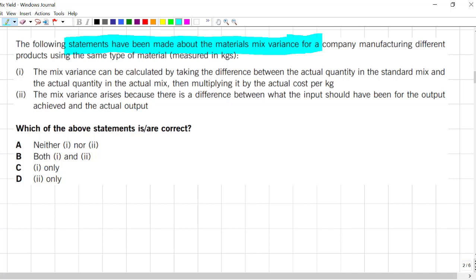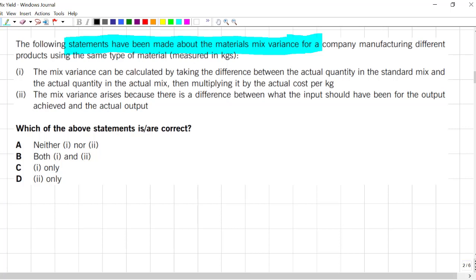these statements, let me put the formula down. And if you'd like more information on this formula, how it works, I've got other videos on this. Check the link below for a deeper dive into how to calculate mix and yield variances. But for now, let's do this objective test question.